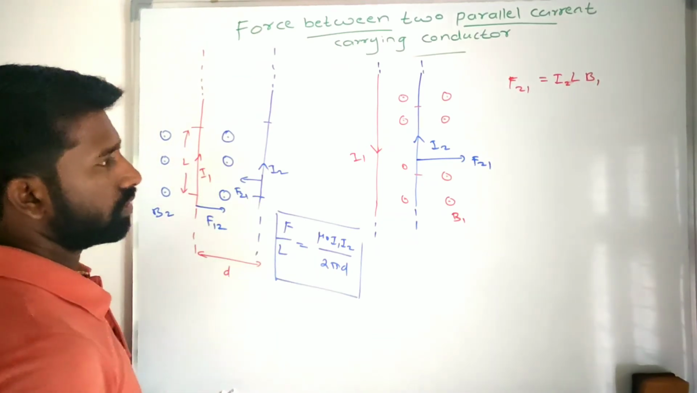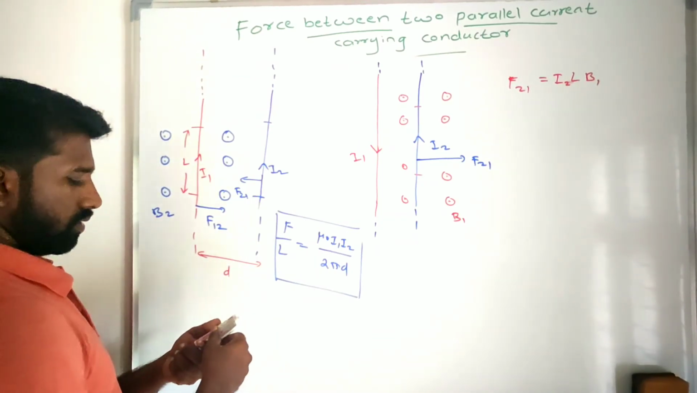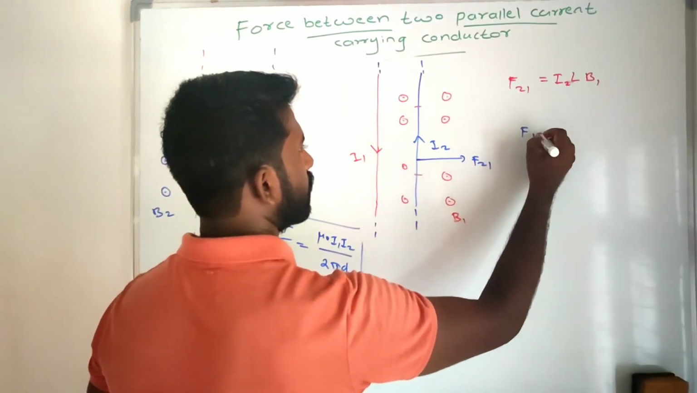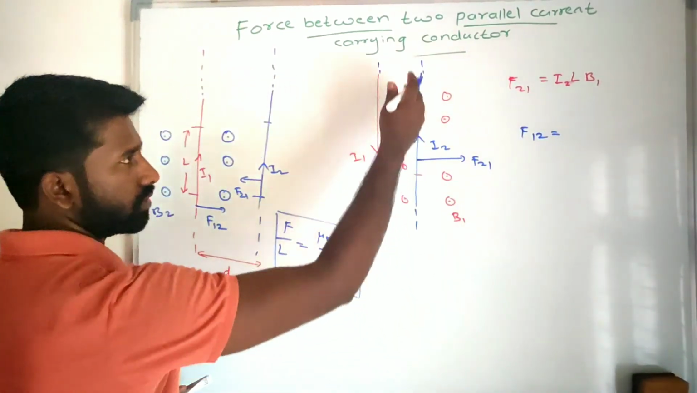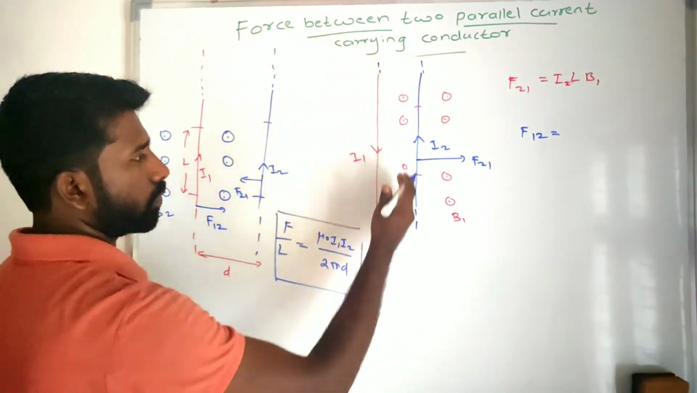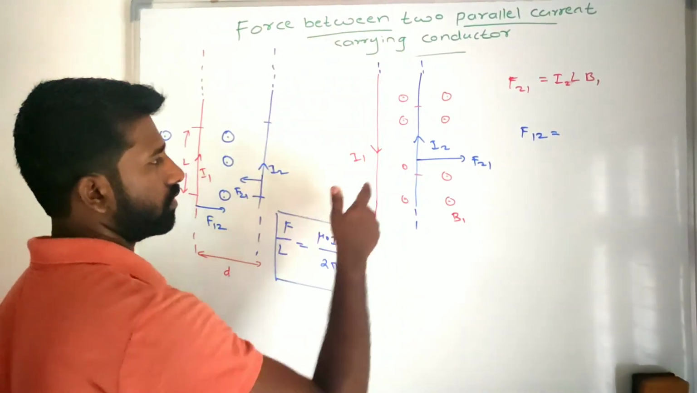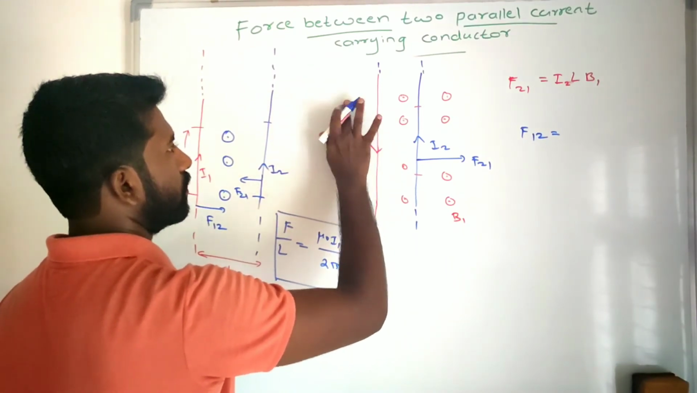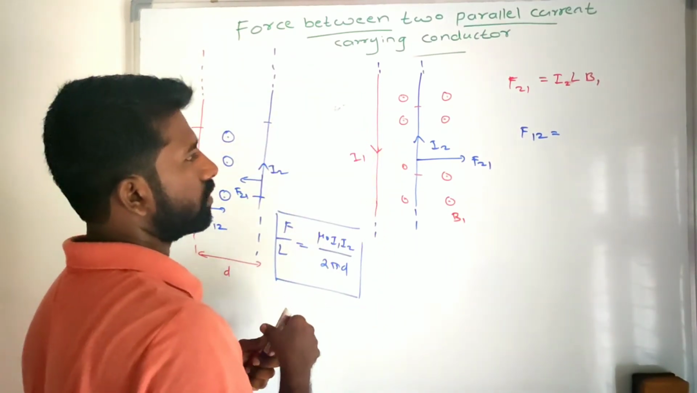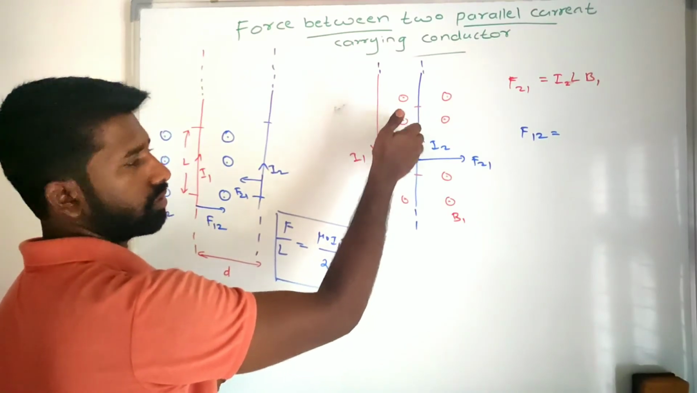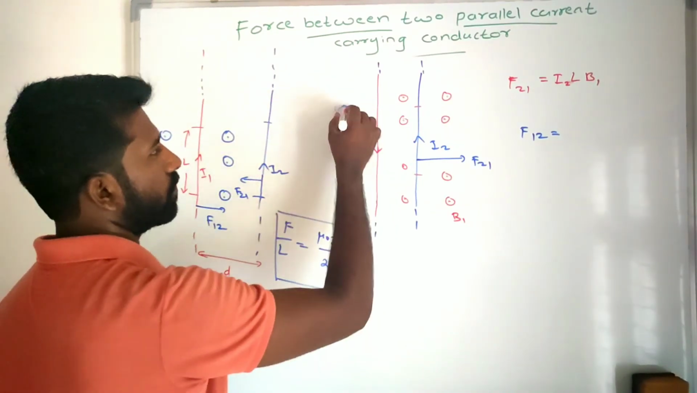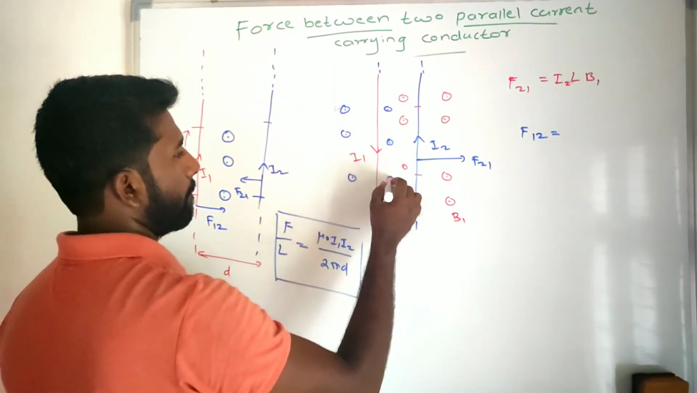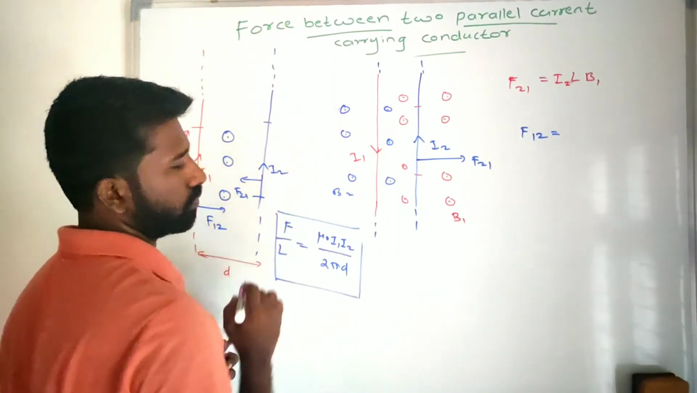And next we will see the force acting on the first conductor by the second conductor. This conductor produces a magnetic field. In which direction? Like this. It will produce a magnetic field. You see this? Here it is going into the page, then it is coming out. So all of here it is like this. This is the B2.